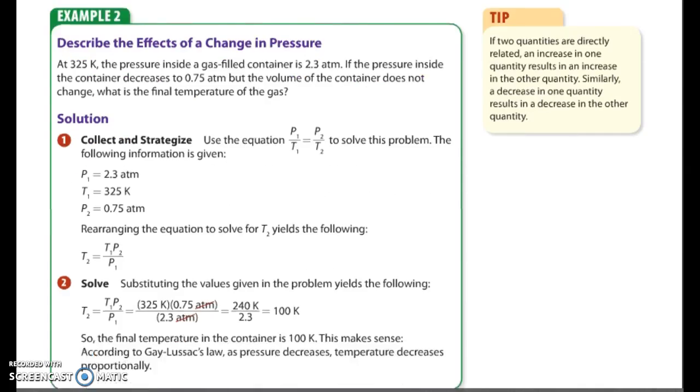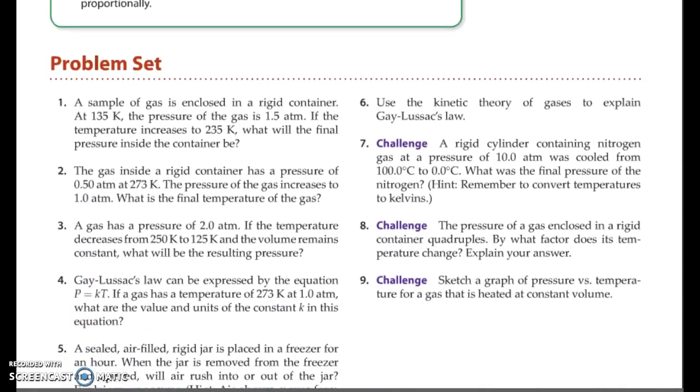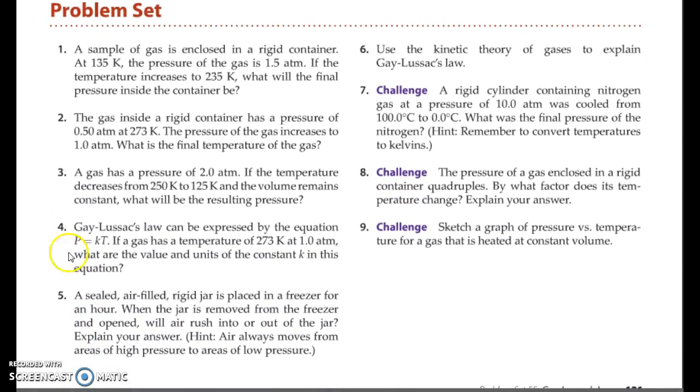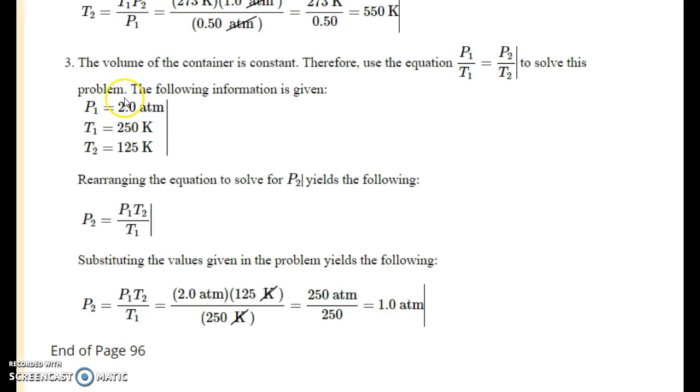All right, and so here's the problem set. Go ahead and hit pause and do all the ones you want to. We are actually going to look at number 3 for this one. A gas has a pressure of 2.0 atm. If the temperature decreases from 250 to 125 and the volume remains constant, what will be the pressure? Write down everything you know. My temperature decreases, so my pressure should also be decreasing. And here is what we get for number 3.